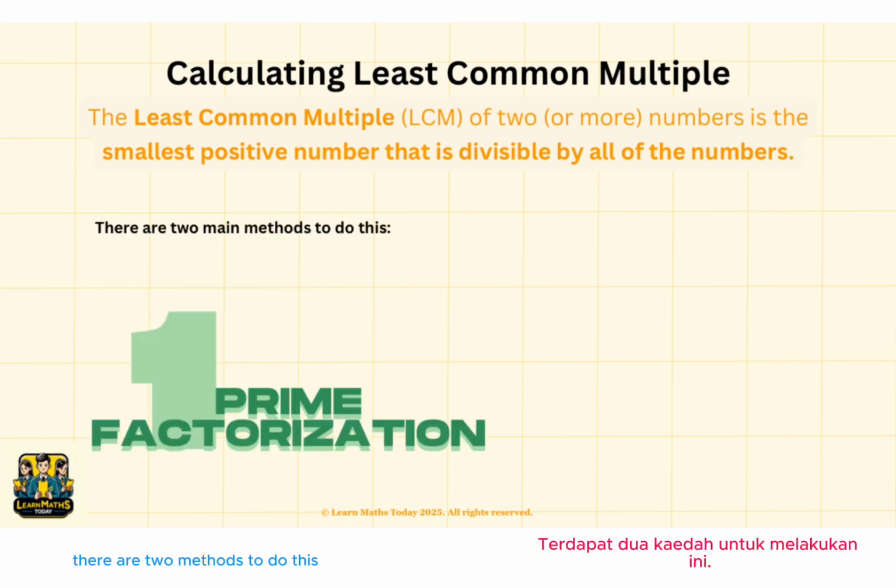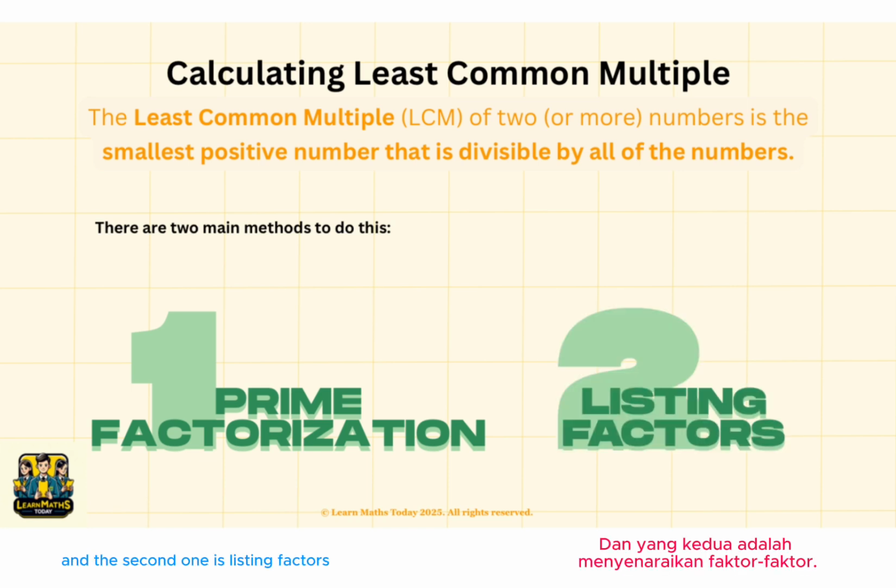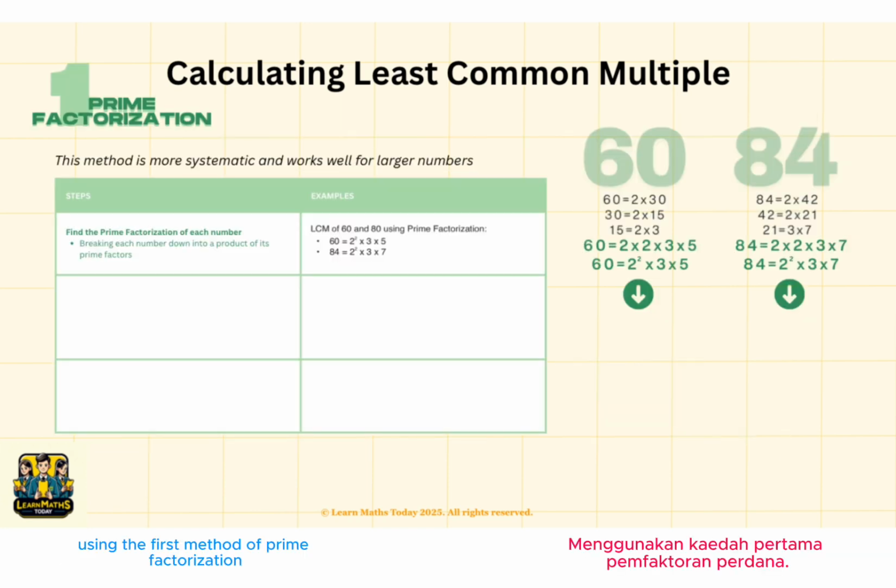There are two methods to do this. The first one is prime factorization, and the second one is listing factors. Using the first method of prime factorization is more systematic and works well with larger numbers. The first step is to find the prime factorization for each number. We will find the least common multiple of the numbers 60 and 84.